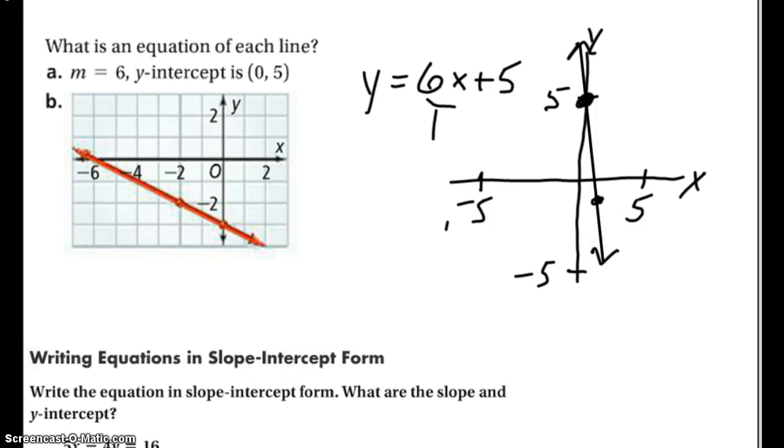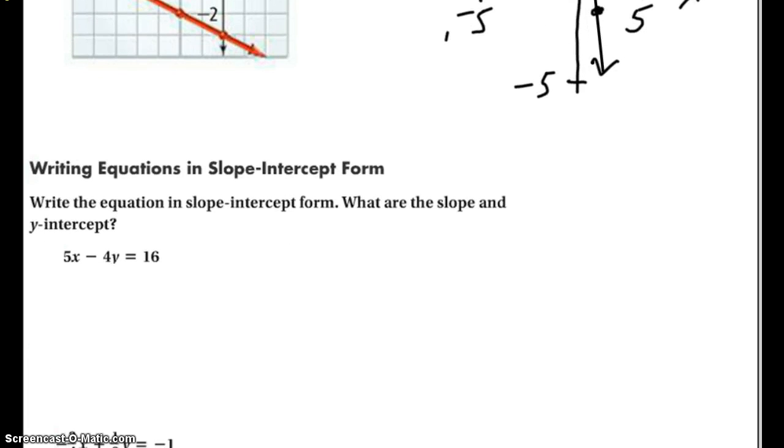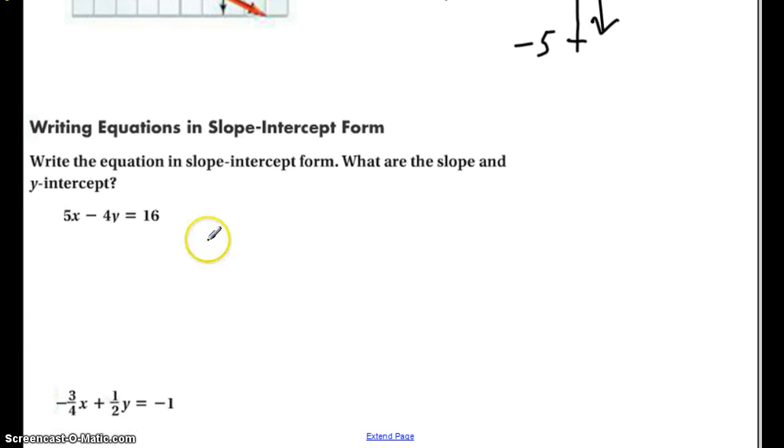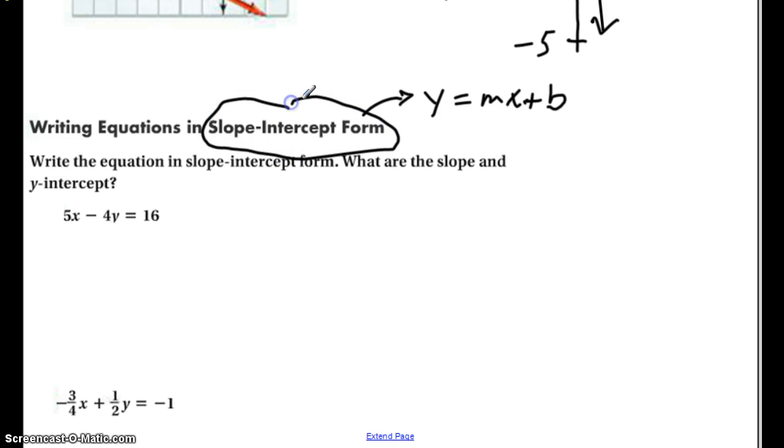Let's take another look here at writing equations in slope-intercept form. Here we've been given the equation, but they want us to write it in slope-intercept form. In other words, we want to put it in the format of y = mx + b. Now, I'm going to torture you a little bit. What does this say? If you said slope-intercept form, you're wrong. It says solve for y.